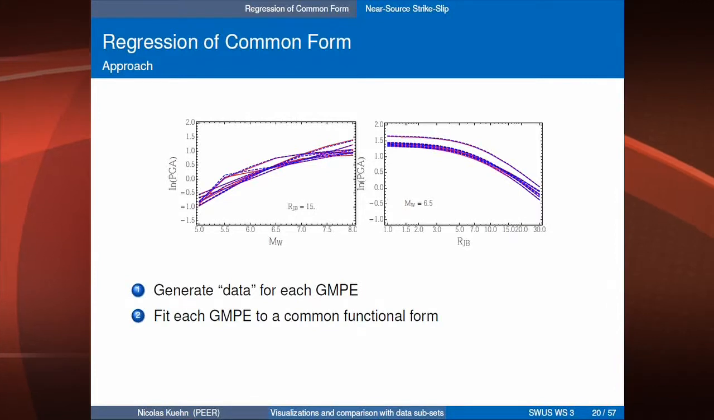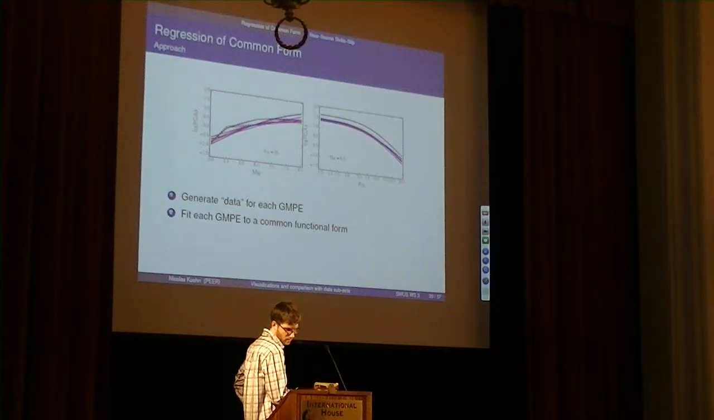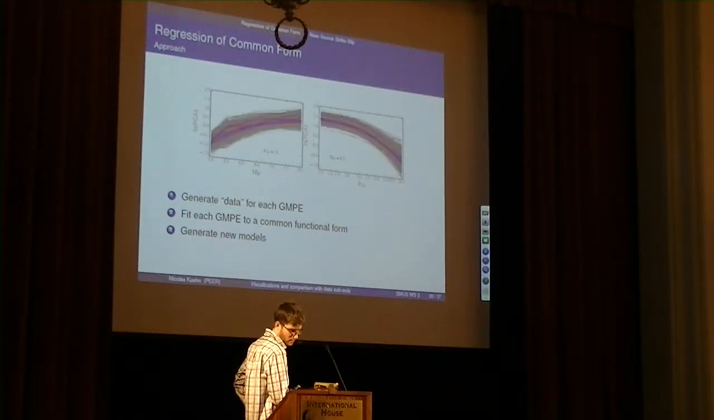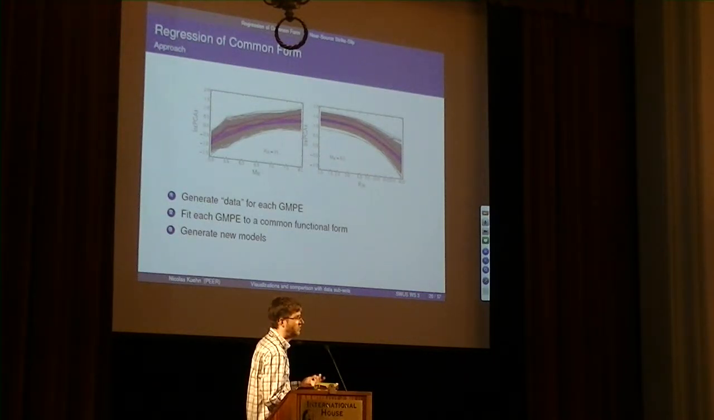7 is here. Magnitude? The right hand side? No, this is 6.5. And then we're generating 1,000 new models from the generated mean and covariance of the coefficients. And that's how they look.